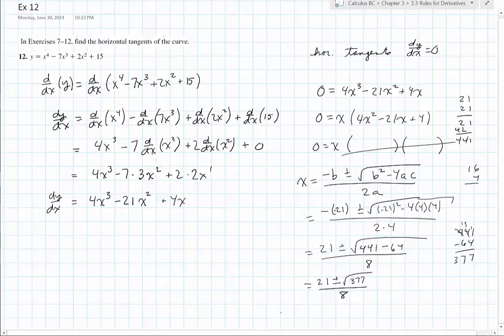So where do we think the horizontal tangents occur? At 0, at 21 plus the square root of 377 over 8, and at 21 minus the square root of 377 over 8.